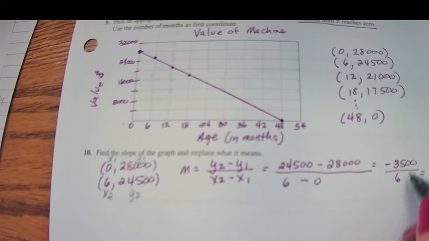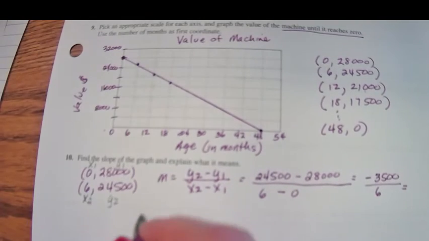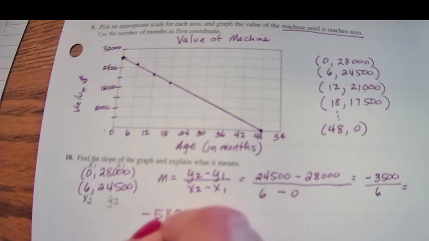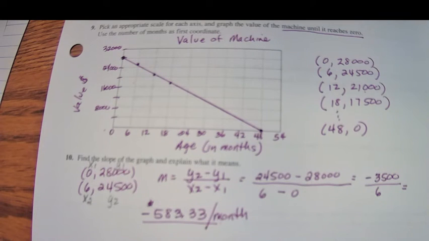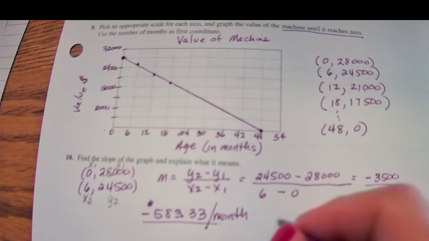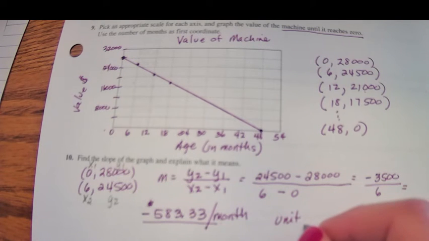And when you do this calculation on your calculator, what you're going to get is negative 583.33. So the value of the machine is going down $583 per month. I should have a line there, per month. 583, so that would be the unit price or the unit value per month. $583 decrease for every month.